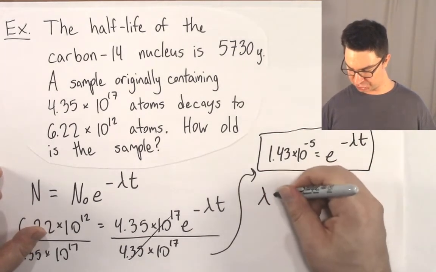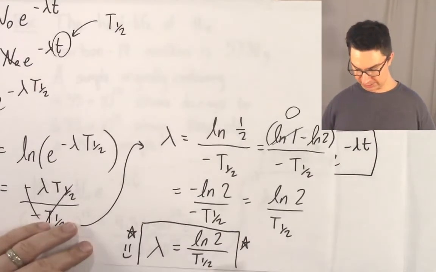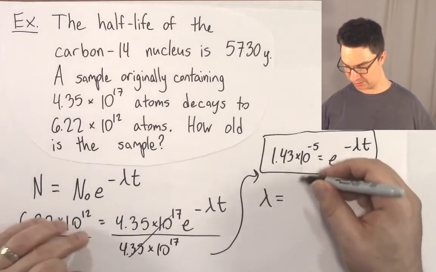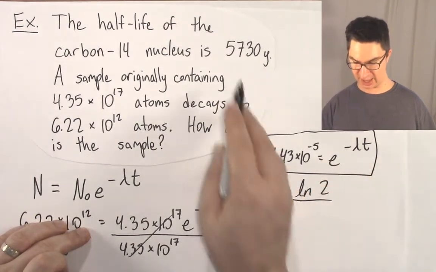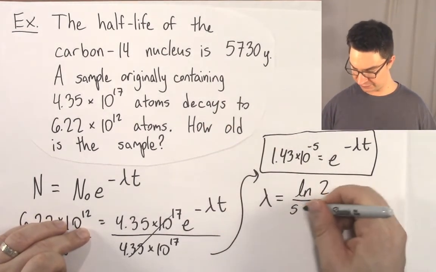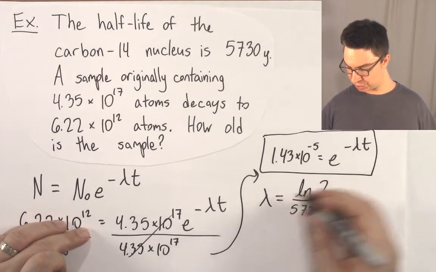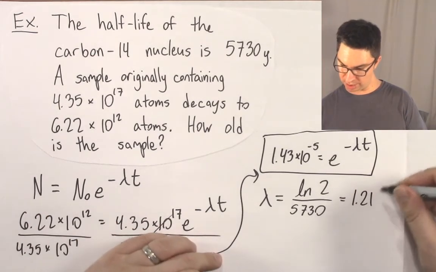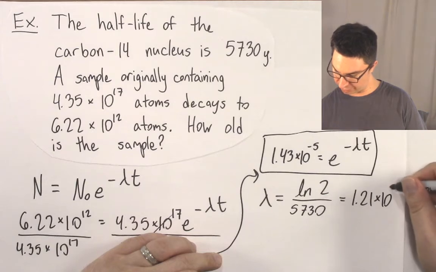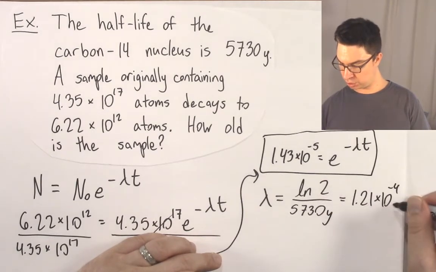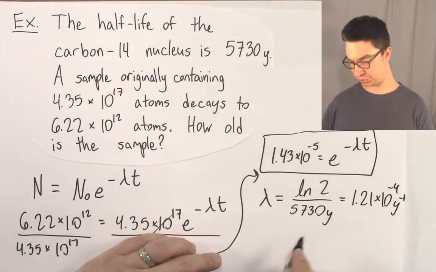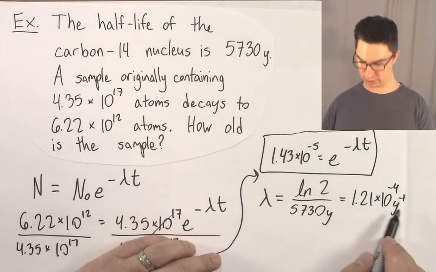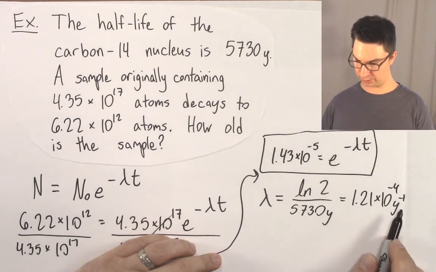Lambda can be found, as we just derived, as lambda equals the natural log of 2 divided by the half-life. So we can say lambda now is going to be the natural log of 2 divided by the half-life of 5,730 years. So this is going to provide us with a decay constant of 1.21 times 10 to the negative 4th with a unit of years to the negative 1. In other words, 1 over years, because there's a years in the denominator of this equation. All right, so there's our lambda, 1.21 times 10 to the negative 4th, 1 over years.